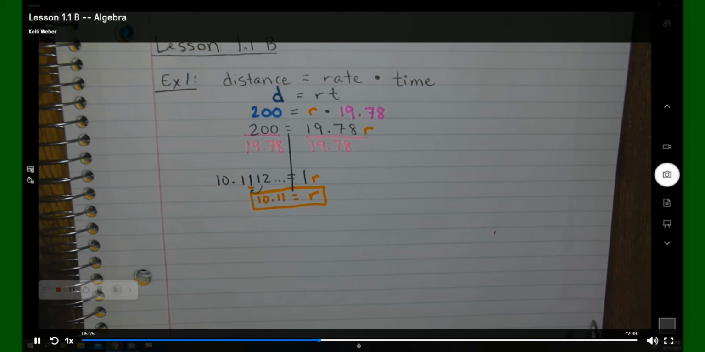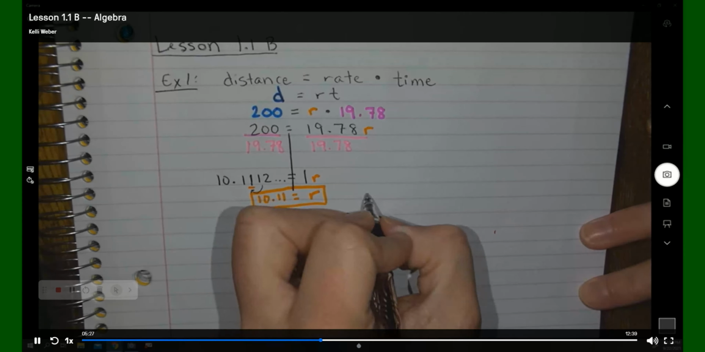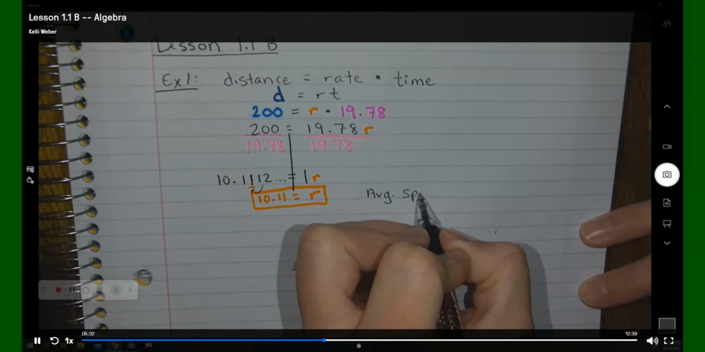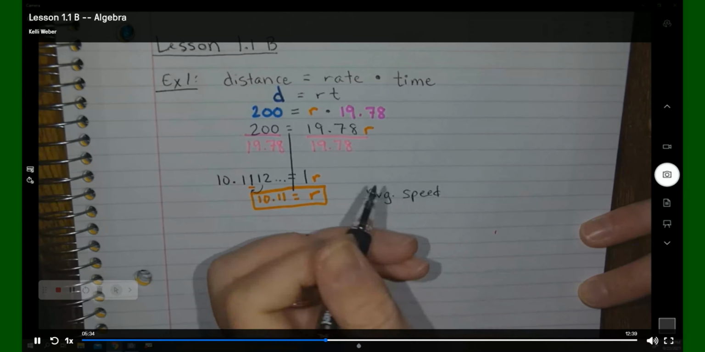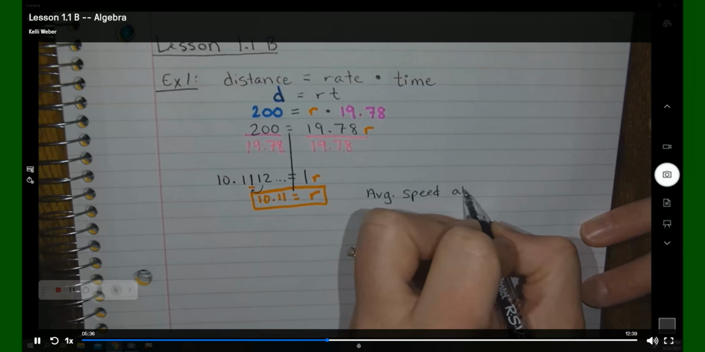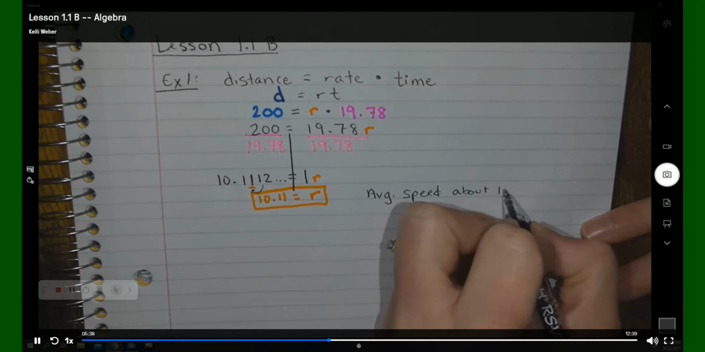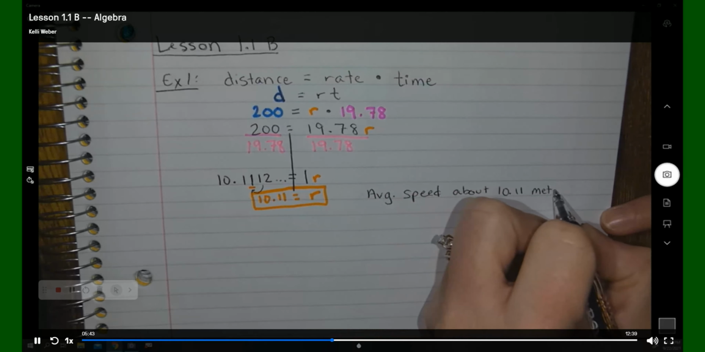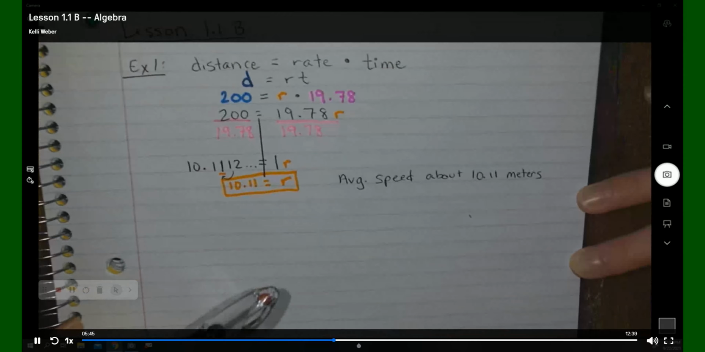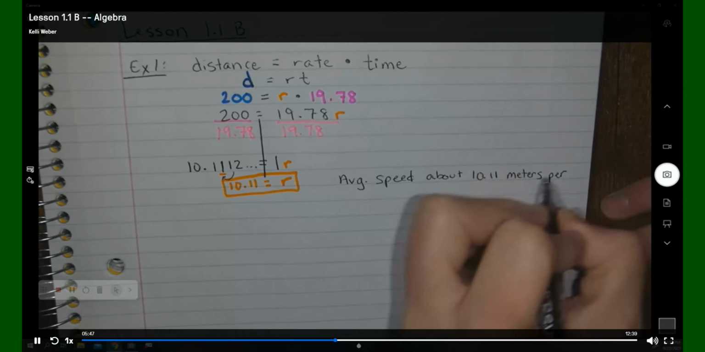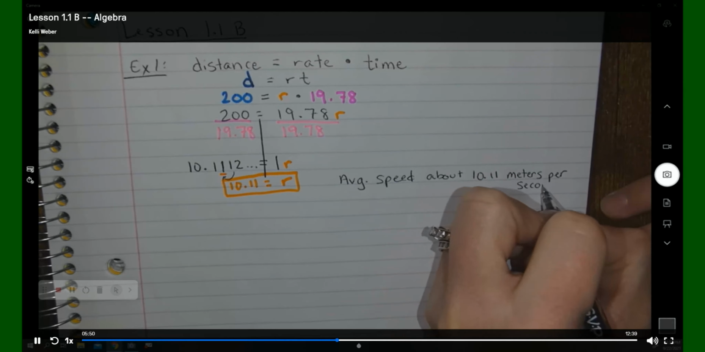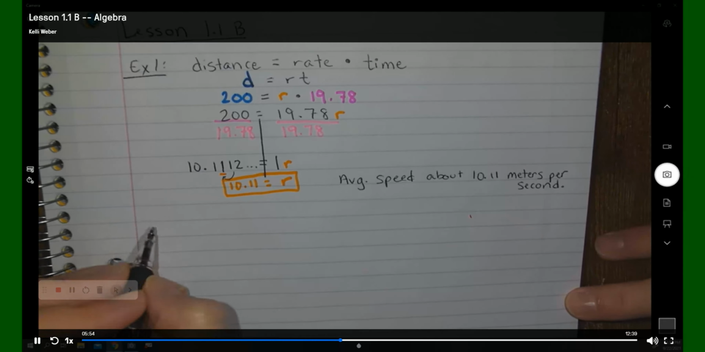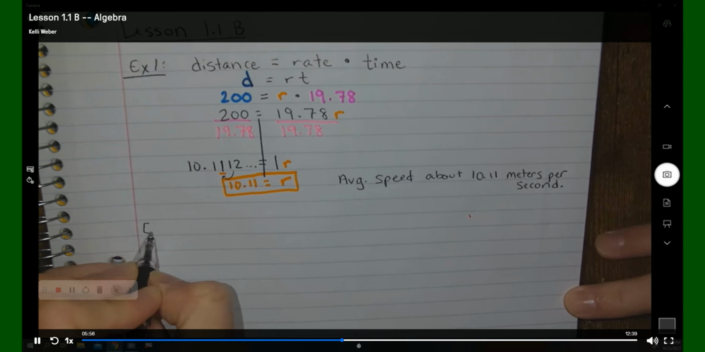So in other words, his average rate, or his average speed, I'm going to use AVG for average, is about 10.11 meters per second. And then we're going to move on to example 2.